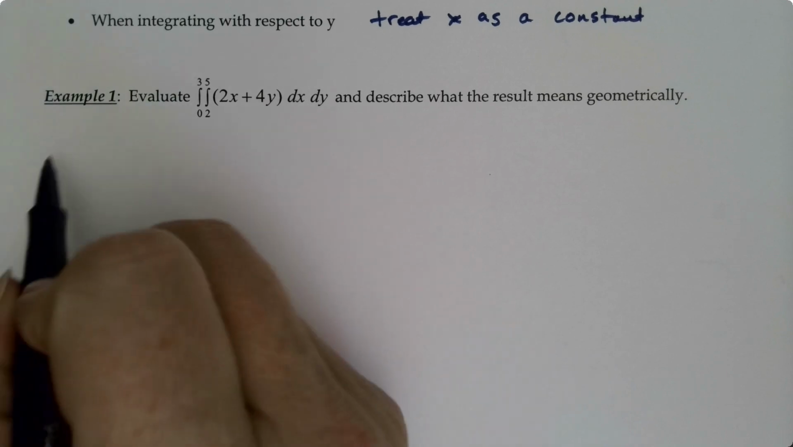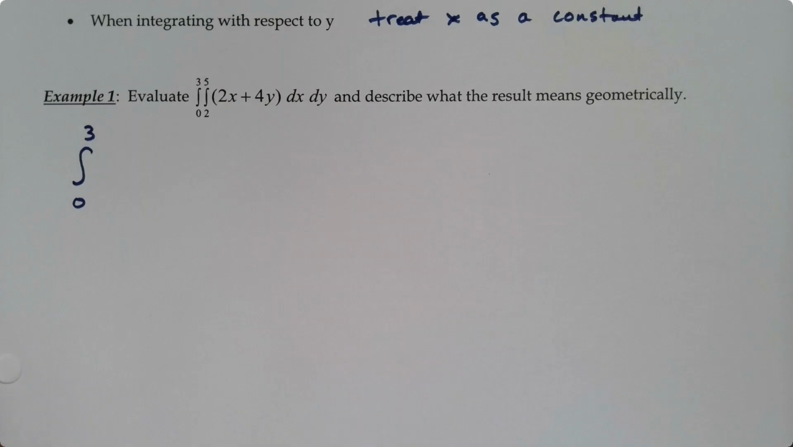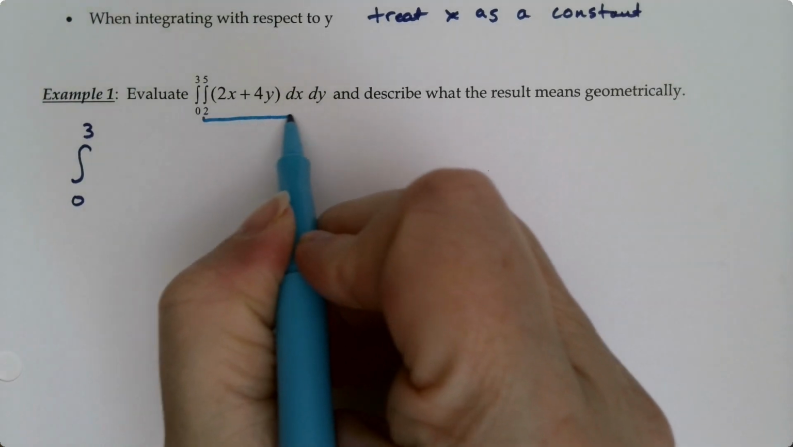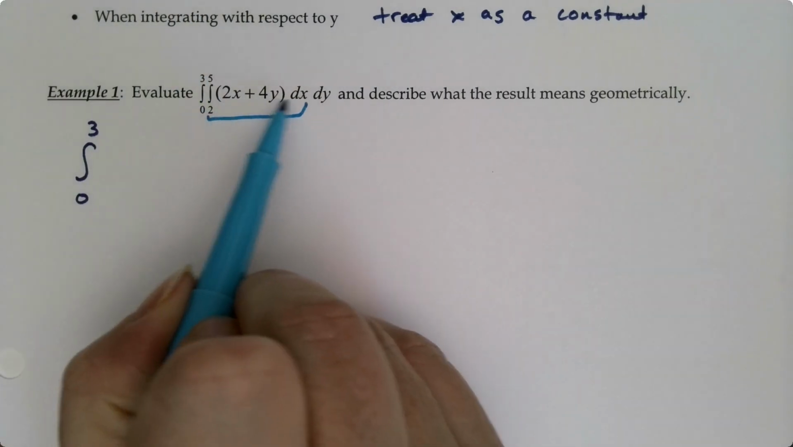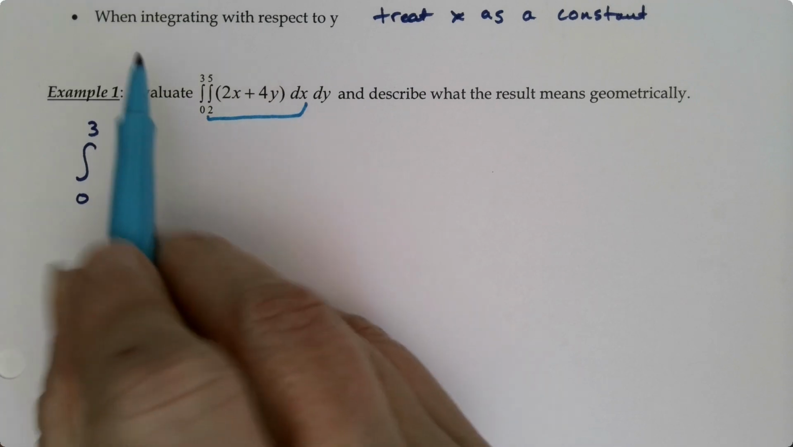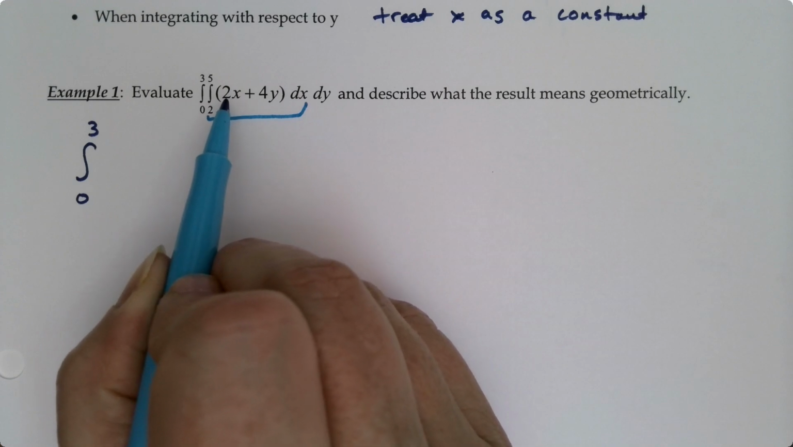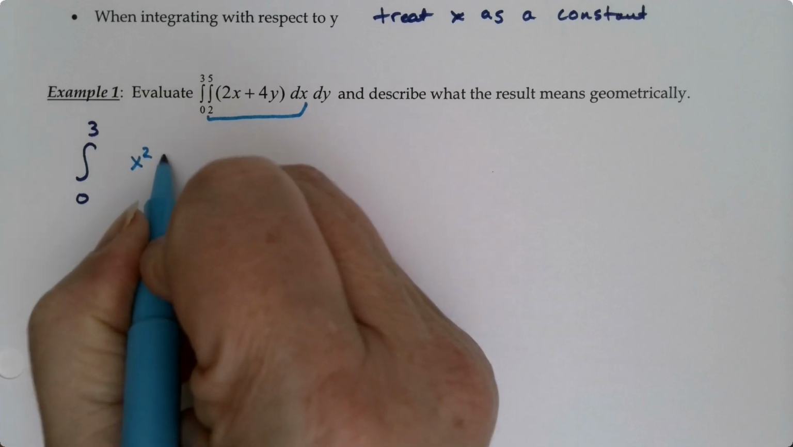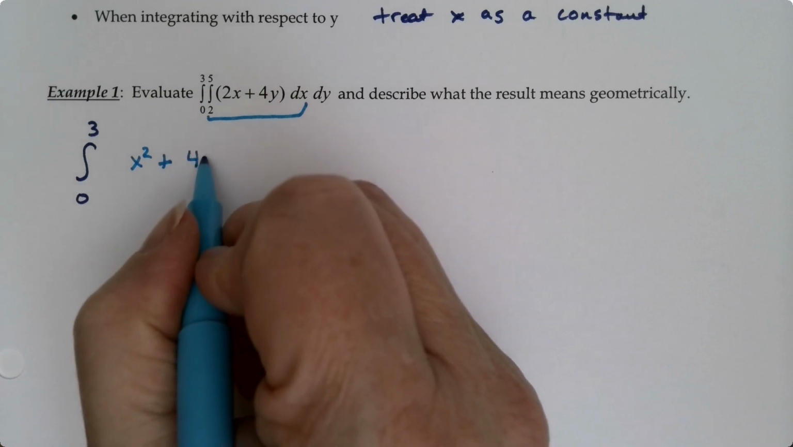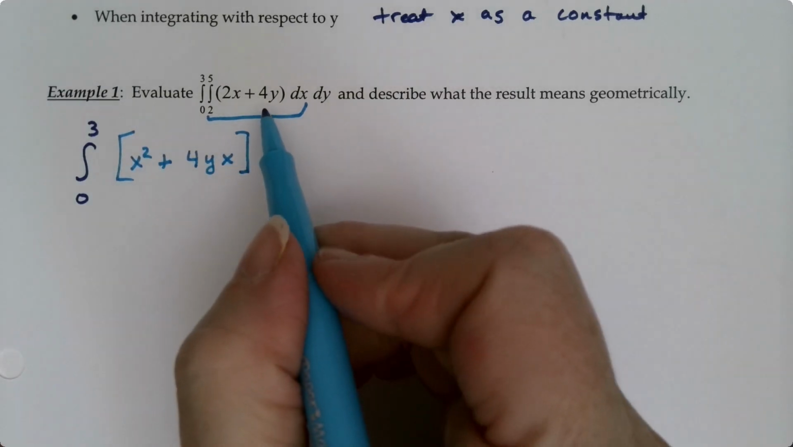Okay, so we want to find the integral from 0 to 3 of... Okay, and then what we're going to do is take the inner portion and find that integral, this piece. So you're going to integrate this with respect to x because dx is your differential. So you want to treat this as if x is your only variable. So the integral of 2x with respect to x is x squared plus the integral of 4y with respect to x is 4yx, because as far as x is concerned, y is a number.